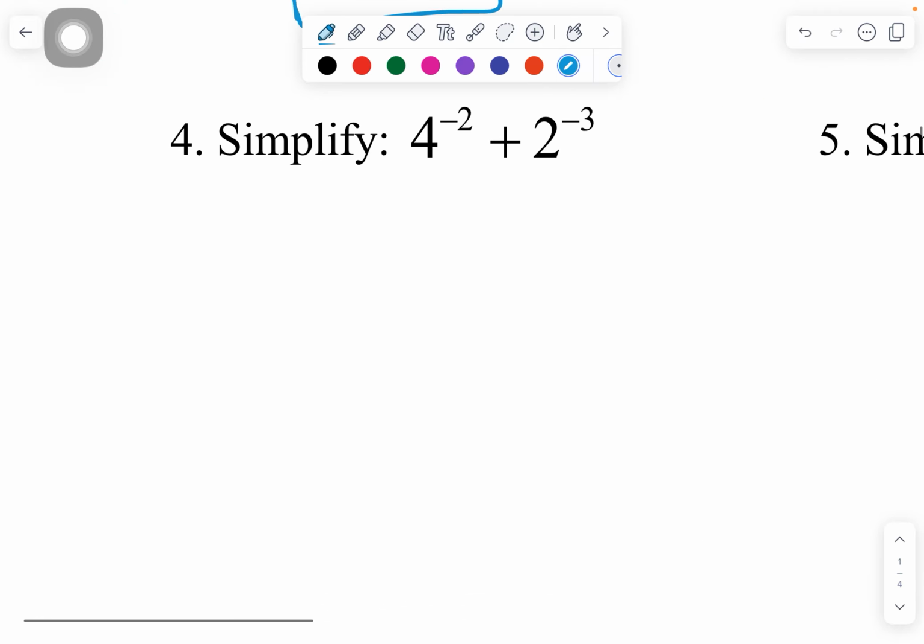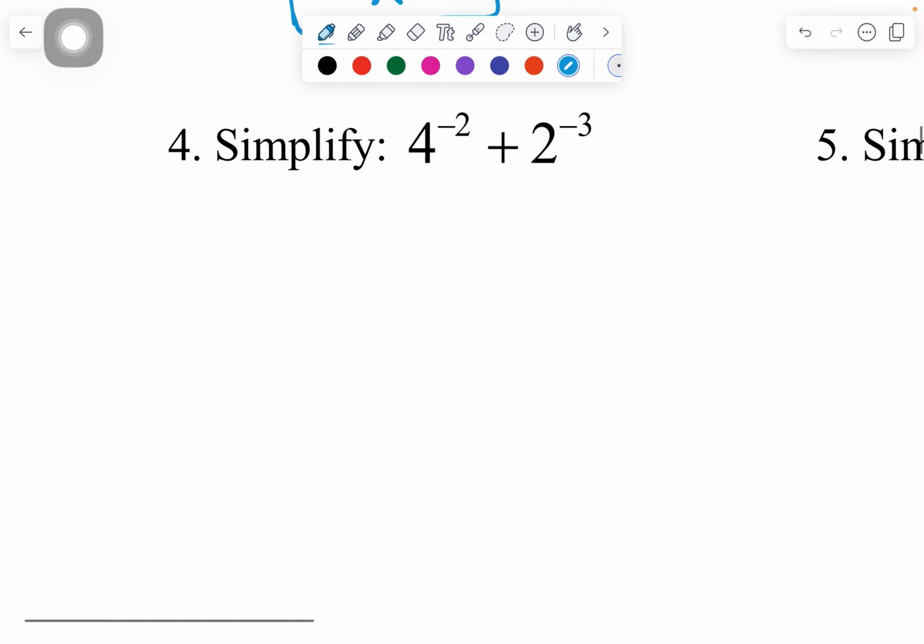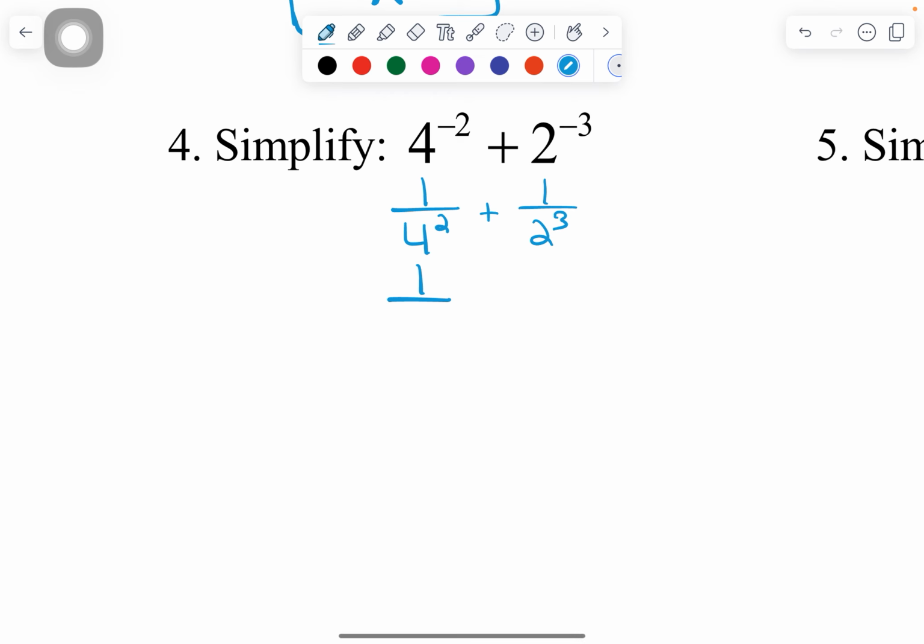Now, this time we're dealing with negative exponents. And negative exponents, we kind of saw that in the very first question. We're going to create fractions here. This is going to be 1 over 4 squared, and this is going to be 1 over 2 cubed. Let's see, 1 over 4 squared, that's going to be 1 over 16. 1 over 2 cubed, that's 1 over 8.